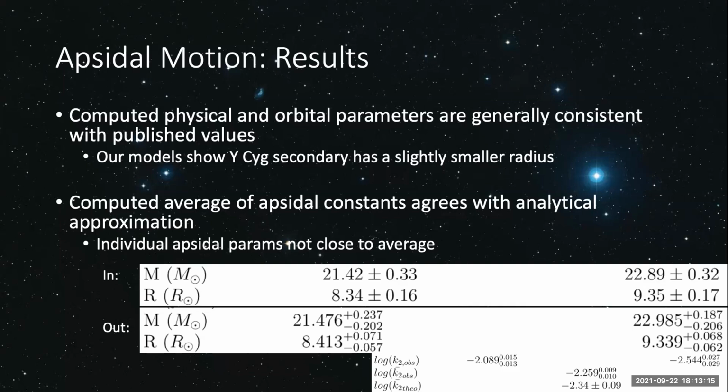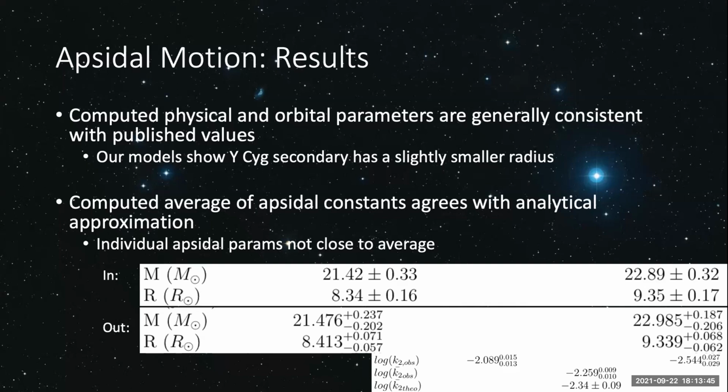One small hiccup we observed was that our models show that first system I showed you guys, Y Sig, our model value for the radius is a little bit smaller for the secondary star. And that might be a result of stellar rotation or a misalignment of the orbit axis. So we assume that the stars are pointing the same way when they orbit. One of them might be offset by a little bit, and that could have an effect on the computation.